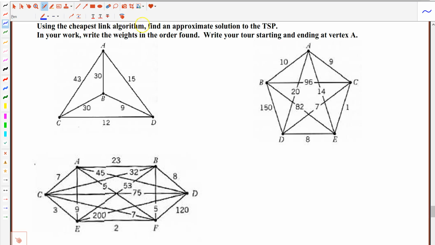So it says, using the cheapest link algorithm, find the approximate solution to the TSP. In your work, write the weights in the order found, and then write your tour starting and ending at vertex A. In this first graph, the lowest weight is going to be 9. The next lowest weight is the 12. After that, I skip the 15 because that's 3 edges coming out of D. I skip this 30 because it would create a circuit right here. So we grab this 30, and then finally the 43 to close the circuit. This gives me an overall weight of 94, and then writing the circuit from vertex A, it would be A, B, D, C, and A, or I would also accept the mirror image.